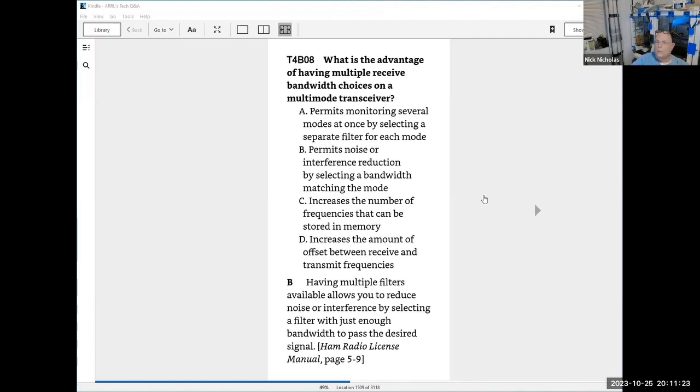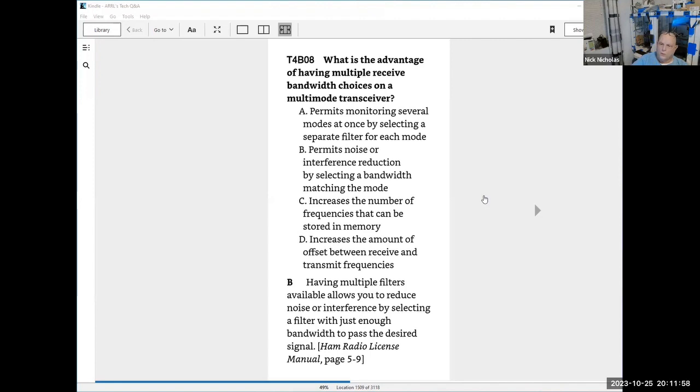And that's how you come up with multi-mode transceivers, is by various stages and various mixers. But doing that, it can permit or create noise and interference of its own. Answer B says permits noise or interference reduction by selecting a bandwidth matching the mode. This is the advantage, that you can strip out the unwanted frequencies.